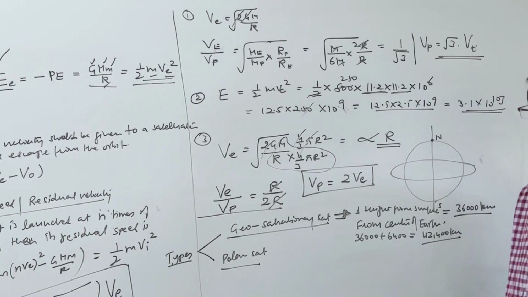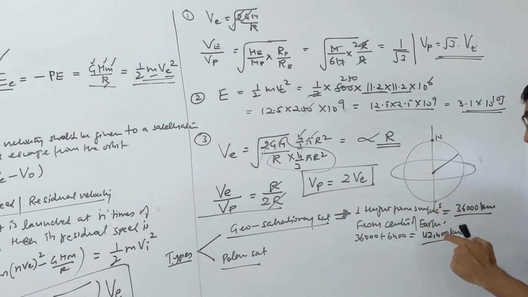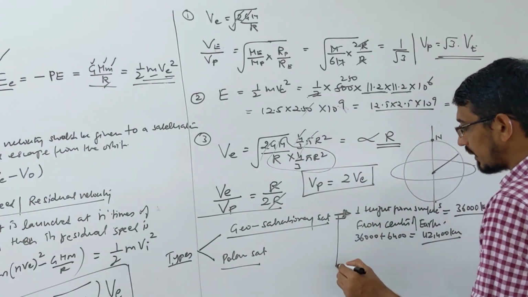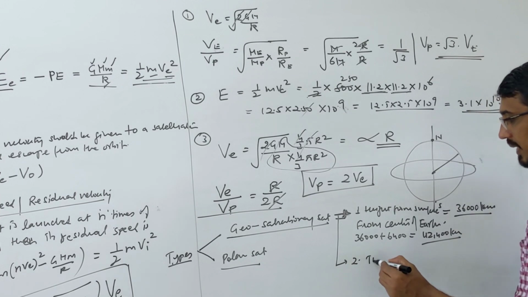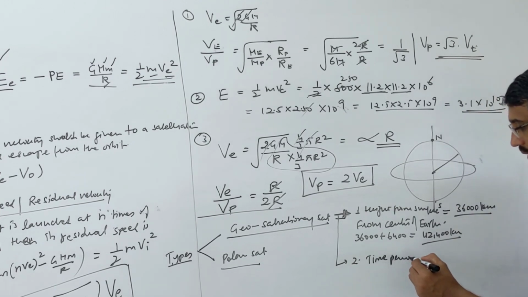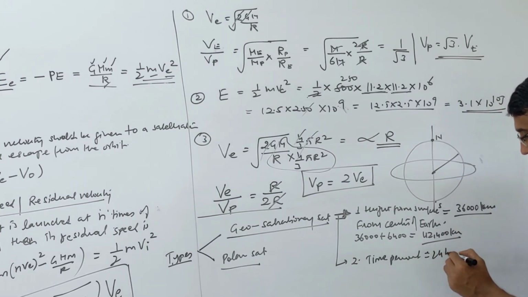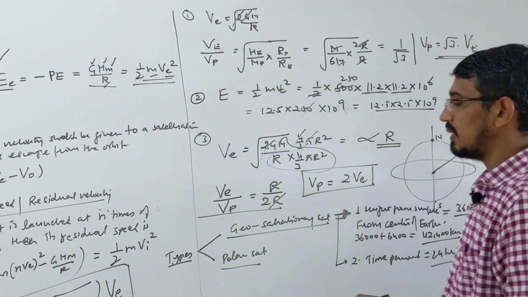Okay. When they ask time period questions like this, we need the total distance from the center of the earth, so you add the radius to this number. This is the height from the surface of the earth. Correct. Then what is the time period of this? Same as earth only. Time period is 24 hours, right?